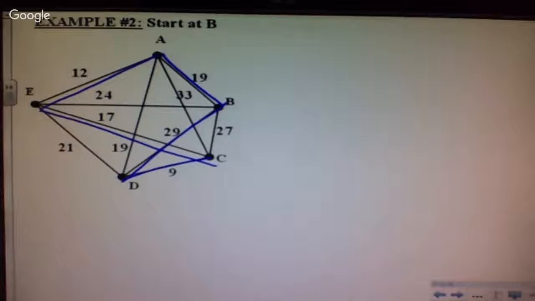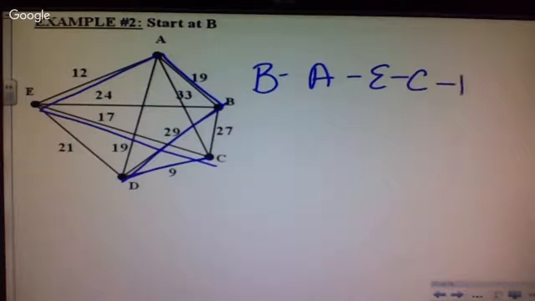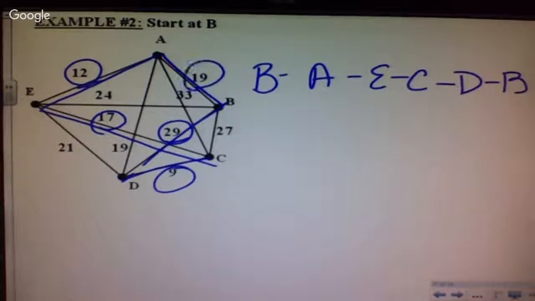Last thing I need to do is start at B. So B leads to A, A to E, E to C, C to D, D to B. And we're going to add up the numbers, 9, 29. Oh, nope, that's not 19, that's 17. See, this is why I hate the graphs. 17, 12, and 19.